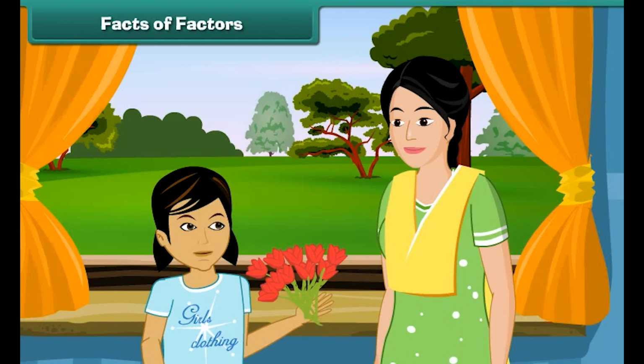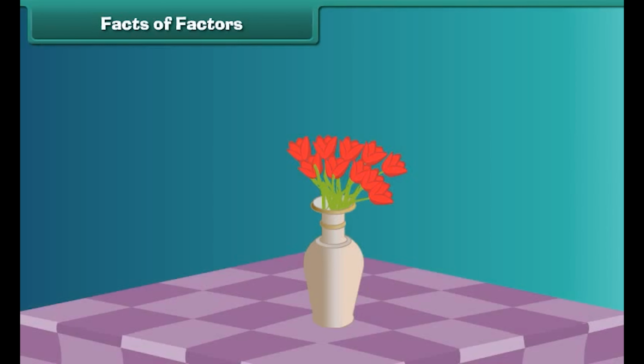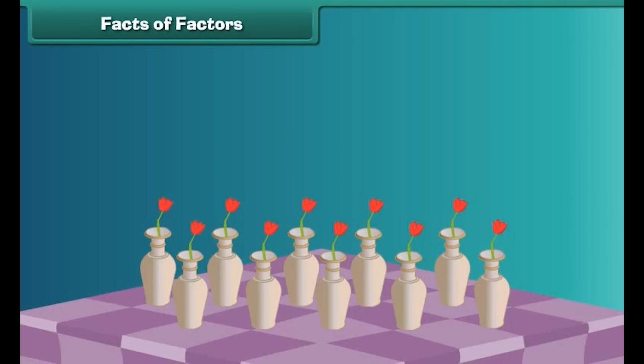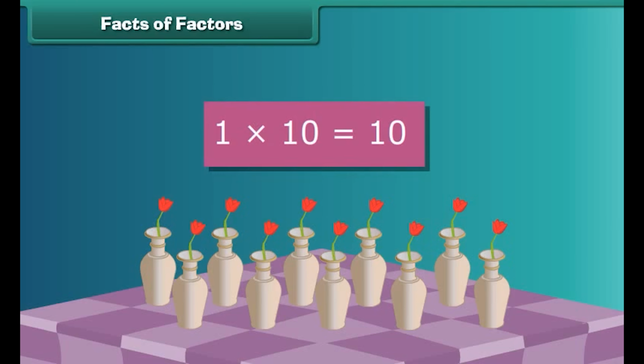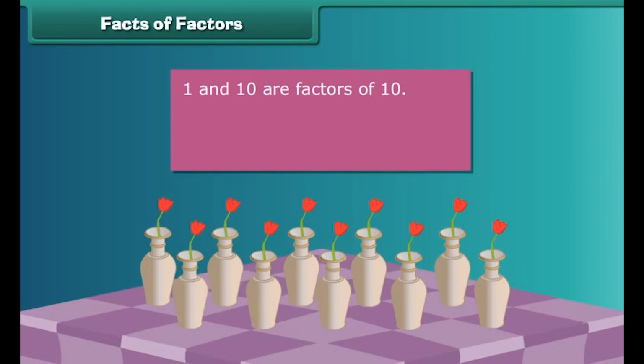Facts of factors. Let us now look at some interesting facts about factors. Prerna gifts her mother a bunch of 10 red roses on her birthday. Prerna's mother arranges them all in a single flower vase. We can express this arrangement as 10 multiplied by 1 is equal to 10. Prerna's mother tries out a different arrangement. She places the roses one each in 10 vases. We can express this arrangement as 1 multiplied by 10 is equal to 10.